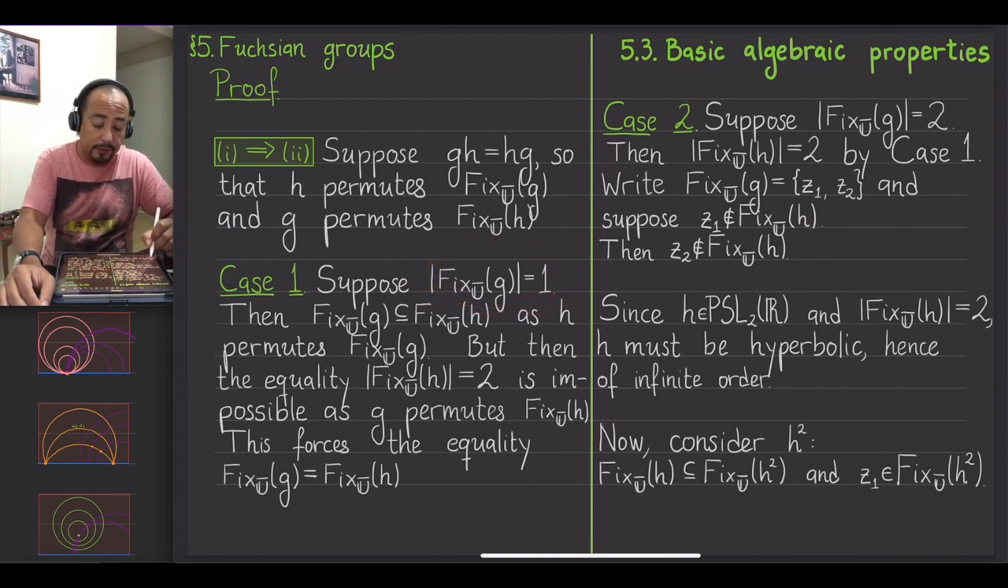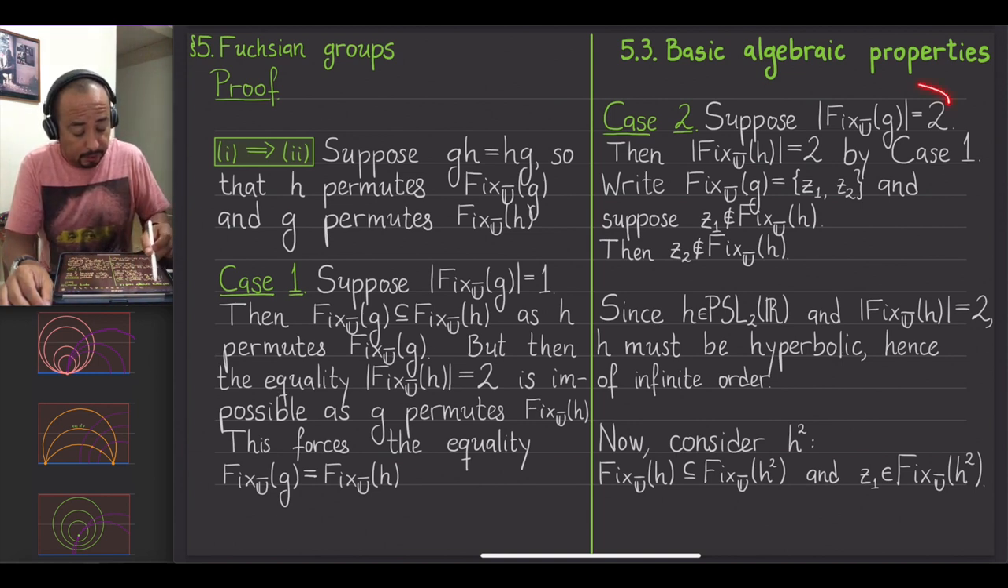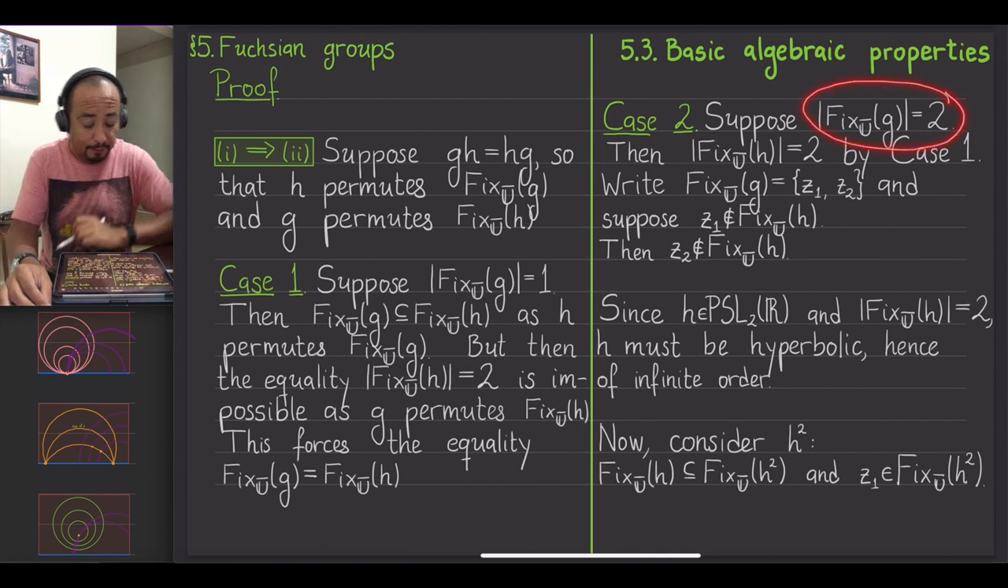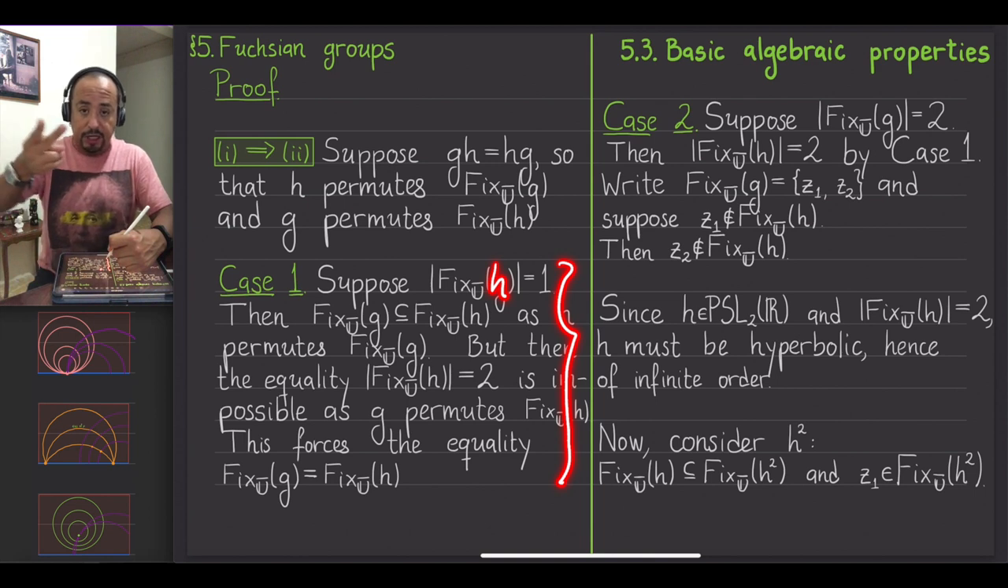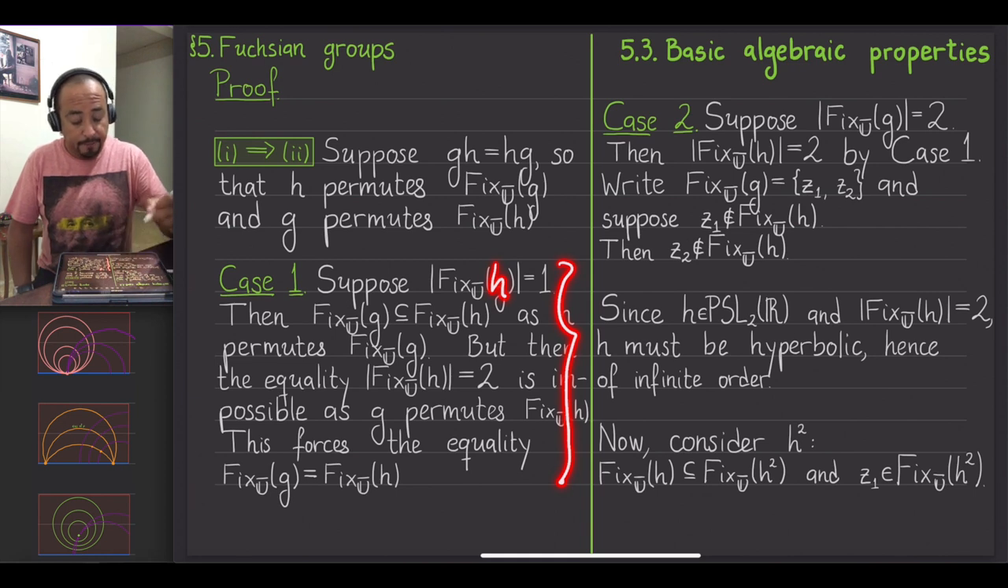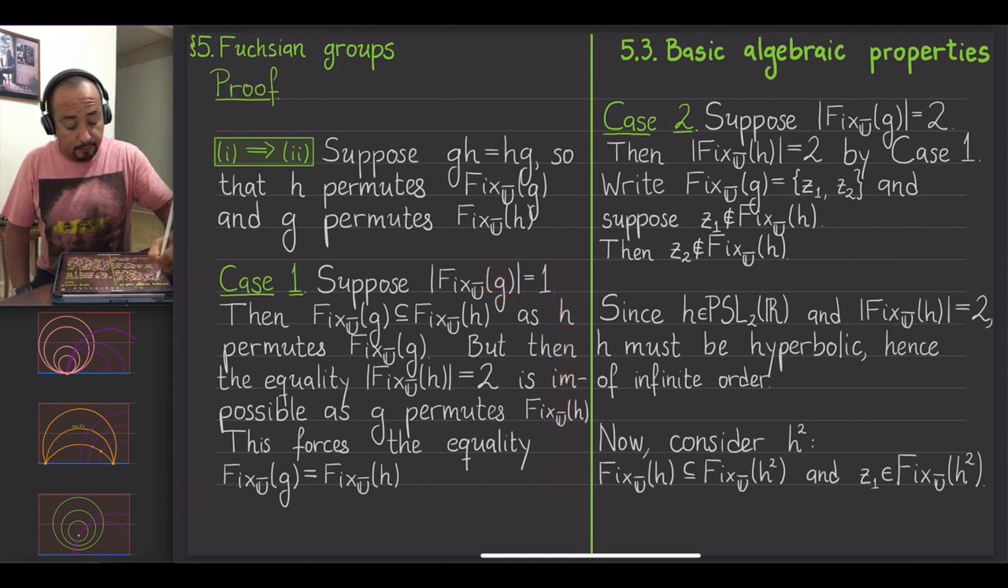So, let's analyze the case when G has exactly two fixed points in U bar. So first of all, we know that H must have exactly two fixed points by case one, because otherwise, if H had exactly one fixed point, I could repeat the argument here, switching G and H, and then I would conclude that G has exactly one fixed point. Because of our assumption here, we deduce this by case one.